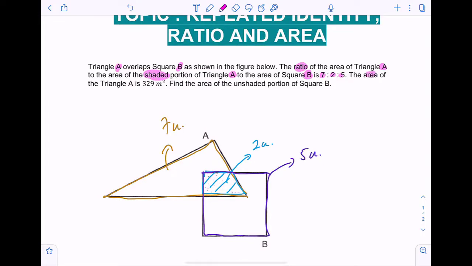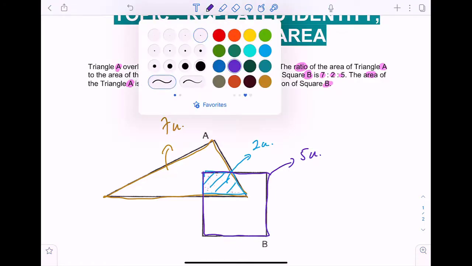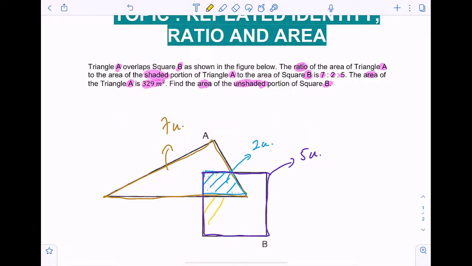Now, the area of triangle A is 329 square meters. Find the area of the unshaded portion of square B, which means this particular yellowish section here. What is the area?